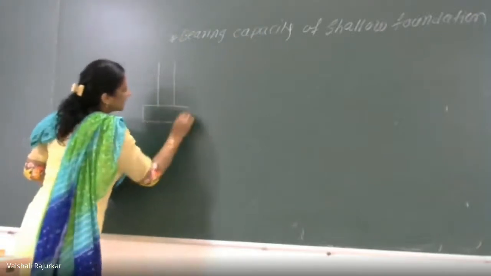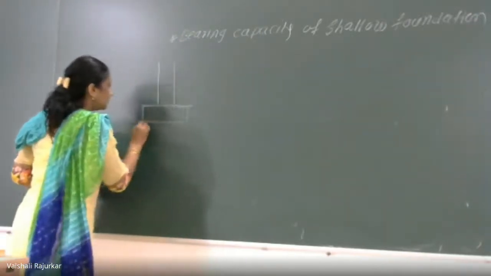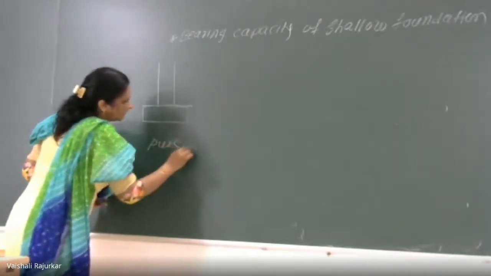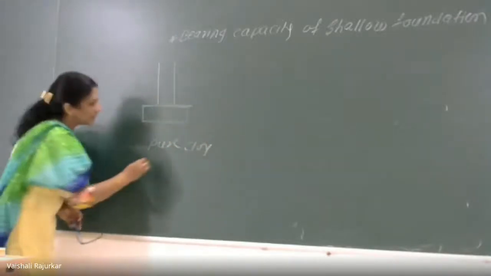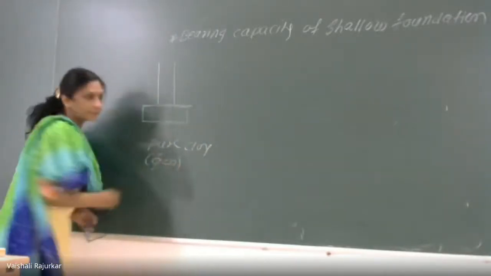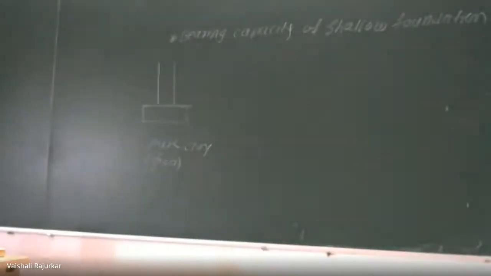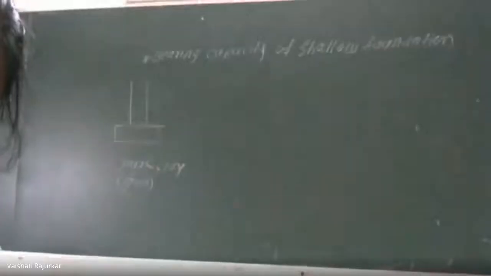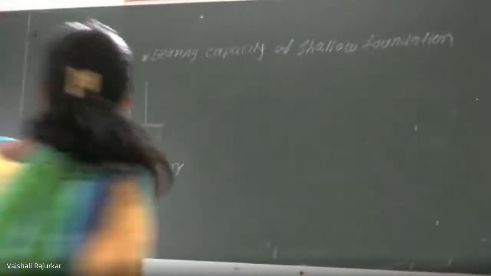This is the square footing. The square footing is resting on a saturated clay, or it is a pure clay. If it is a pure clay, naturally the value of phi is equal to 0.